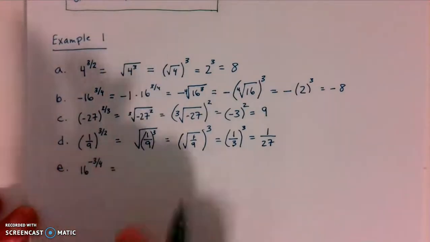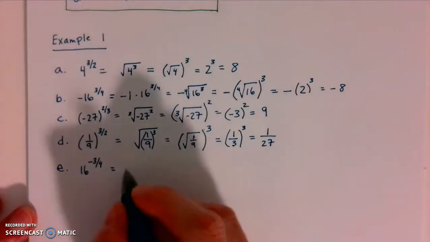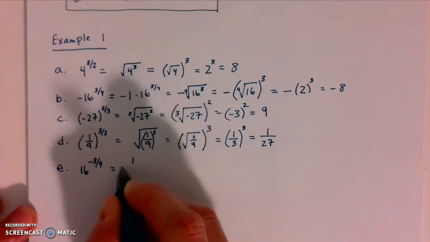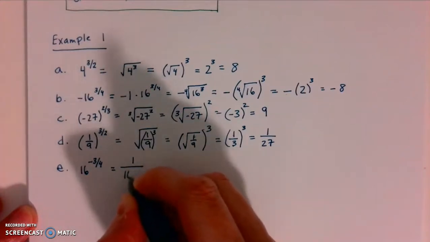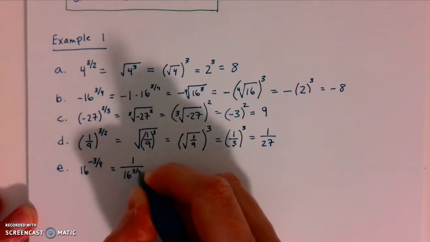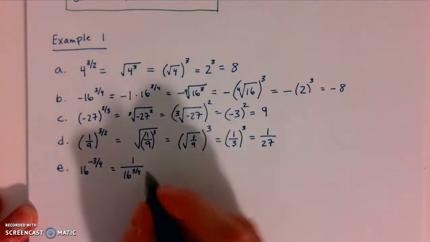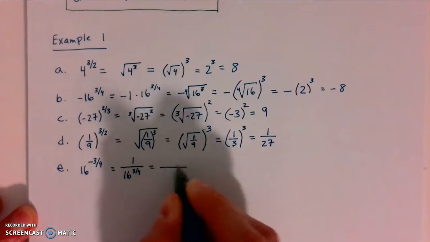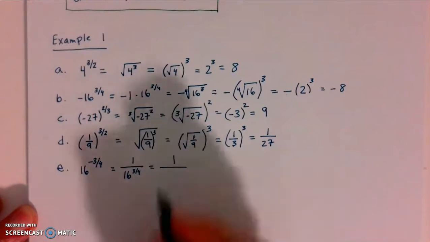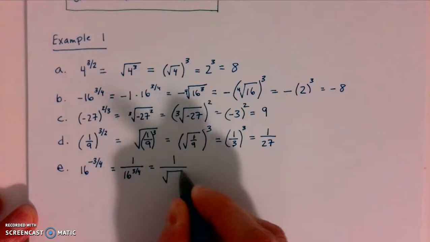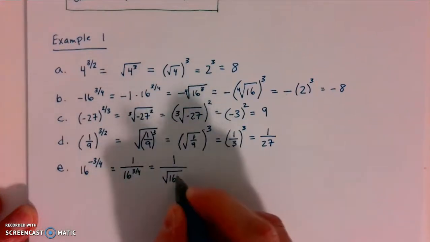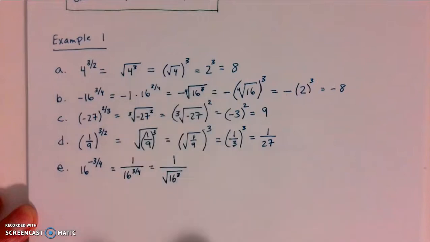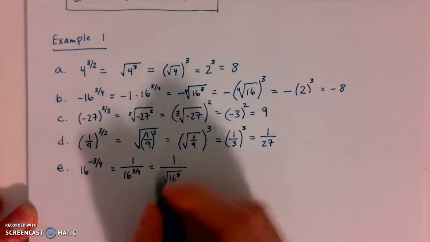So before I start doing anything with radicals, I'm going to rewrite this as 1 over, right? I'm taking the reciprocal. And then I can rewrite this with a positive exponent. Alright, so now all of the work is going to happen in the denominator. So I'm going to go ahead and make a radical, and I'm going to put 16 inside. So the 3 is going to stay with my base, and my index is 4.